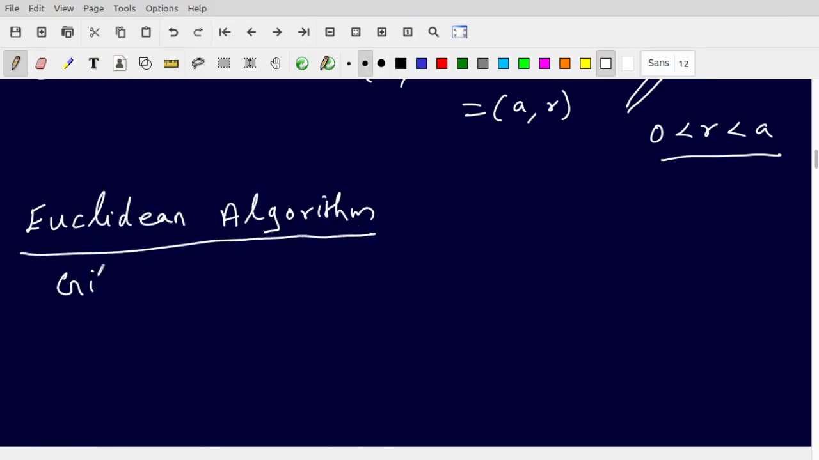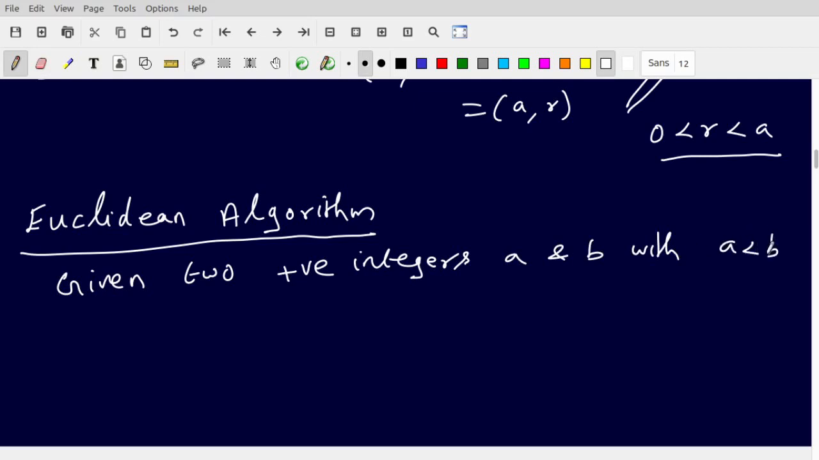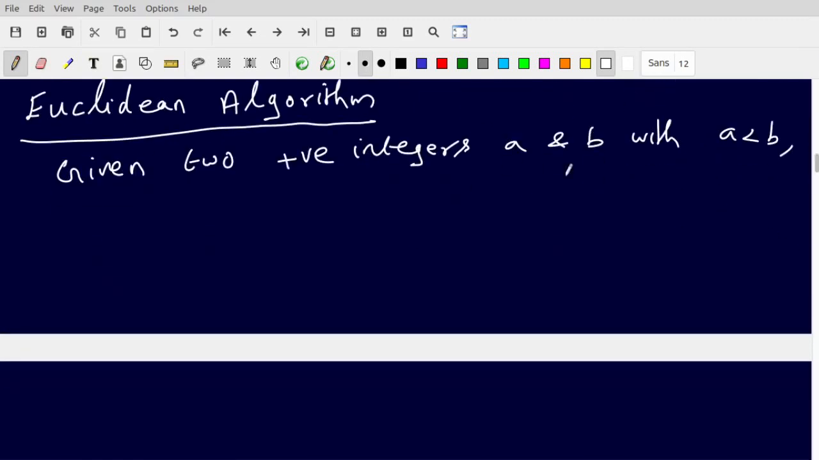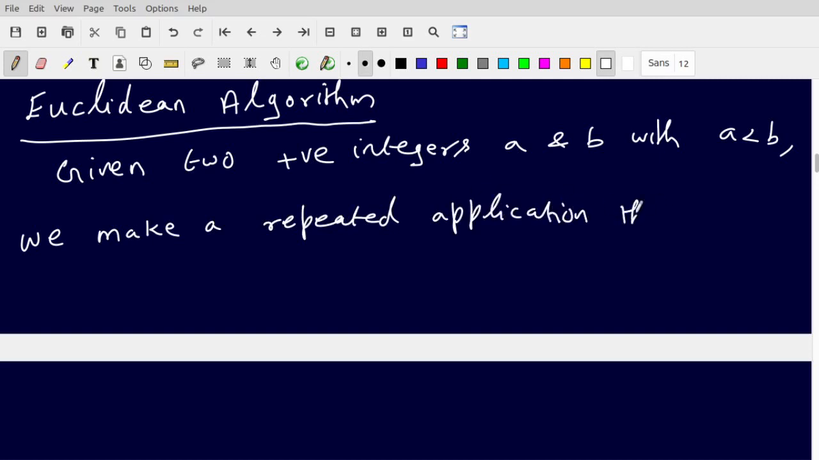Okay, so given two integers which are positive such that A is less than B, we repeatedly apply the division algorithm to find out the following set of equations.